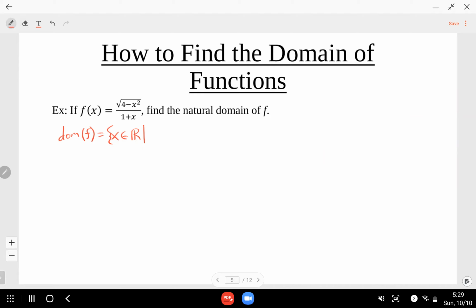All right, so the next part of our statement is that x does not equal negative 1, because if we had negative 1 plus x, that's going to be the square root of 4 minus x squared over 0, right? We can't have that. And then we also need 4 minus x squared to be positive, because it's in a square root and we can't have a negative number in a square root, right? So let's continue.